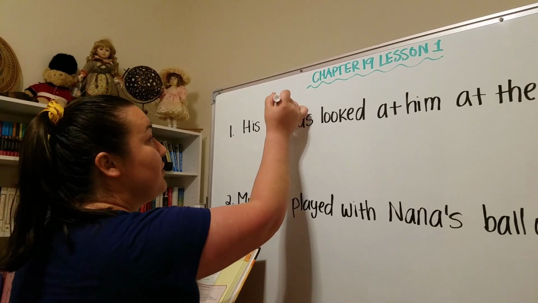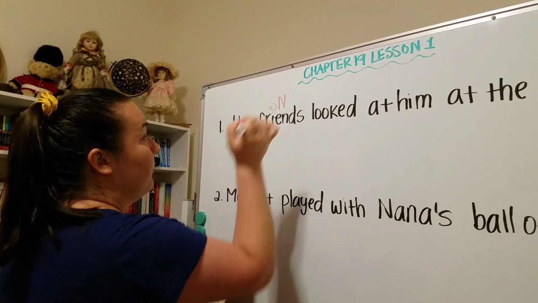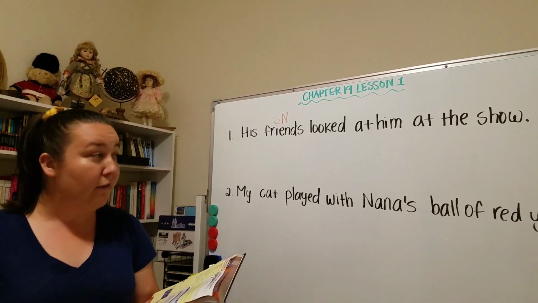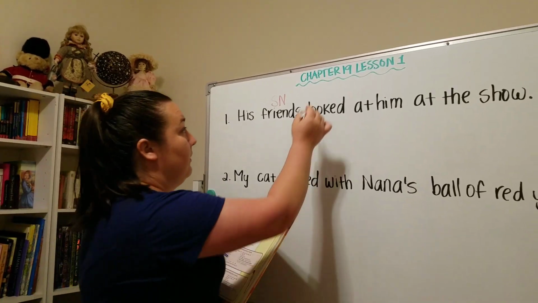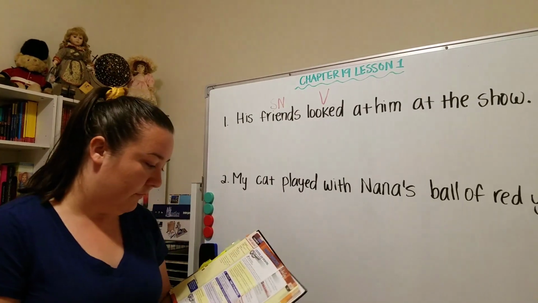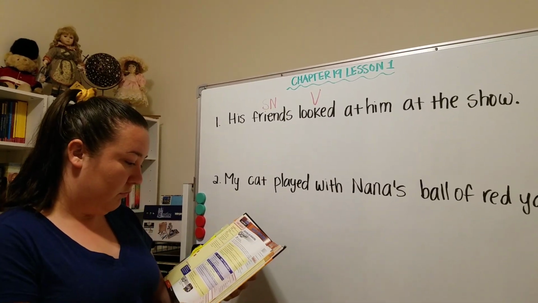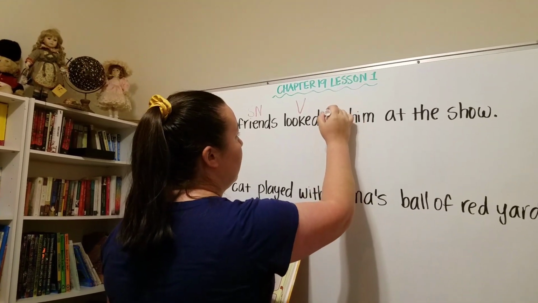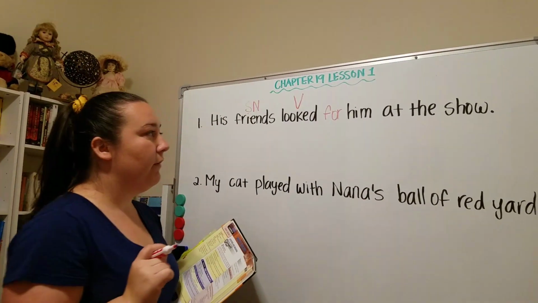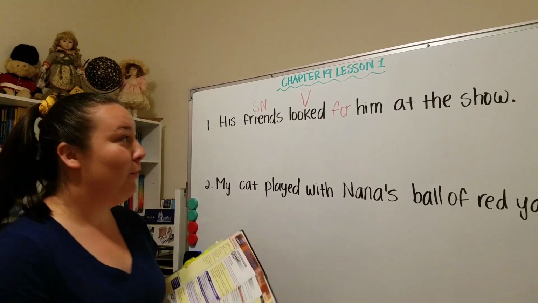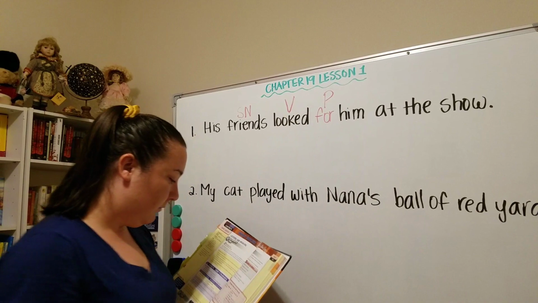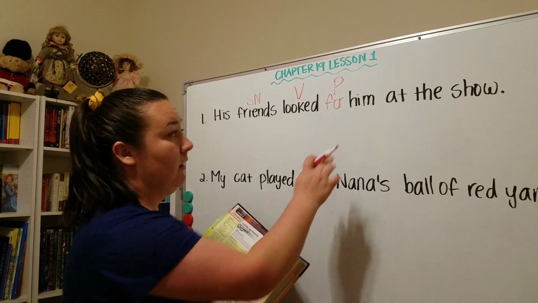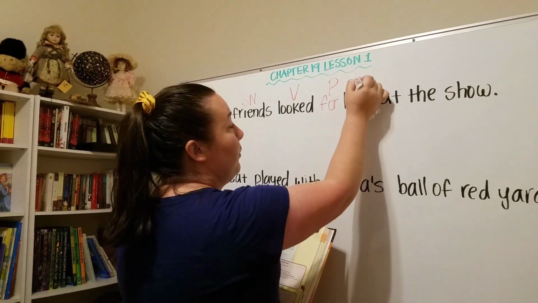Friends, subject, noun. What is being said about friends? Friends looked, verb. I said at him, but this should be for. I'm sorry, that's my fault. So for, preposition. For whom? Him. Object of the preposition.